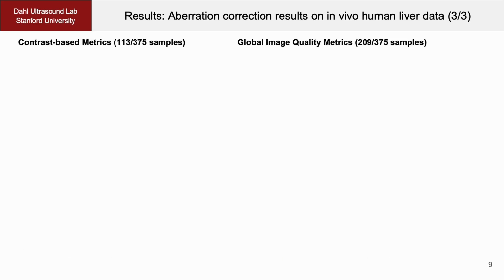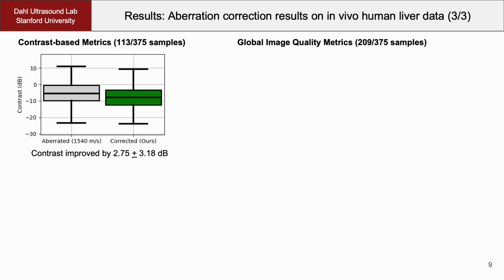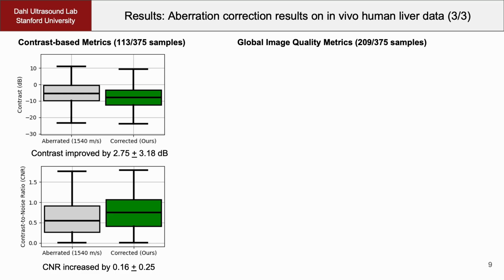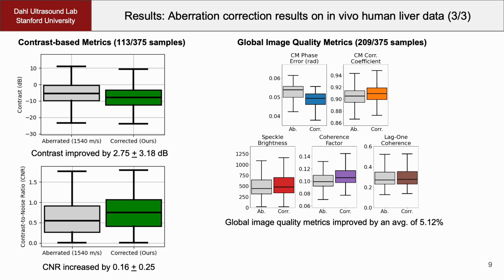Finally, we present quantitative aberration correction results on in vivo human liver data. For contrast-based metrics, we see that both contrast and CNR improved between the aberrated data, shown on the left, compared with the model-corrected data shown on the right. For global image quality metrics, we analyze common midpoint phase error, common midpoint correlation coefficient, speckle brightness, coherence factor, and lag-one coherence. Global image quality metrics improved by an average of 5.12%.